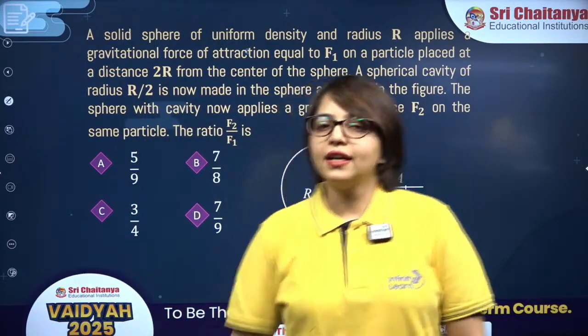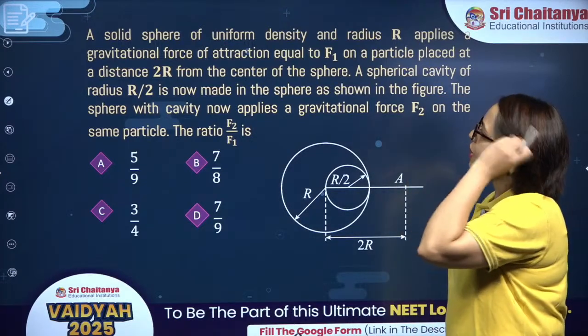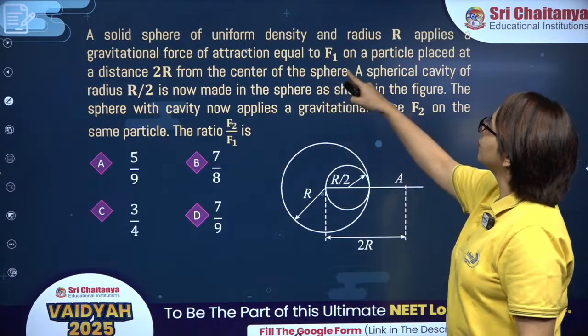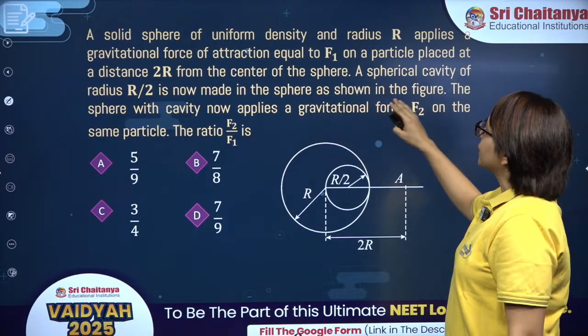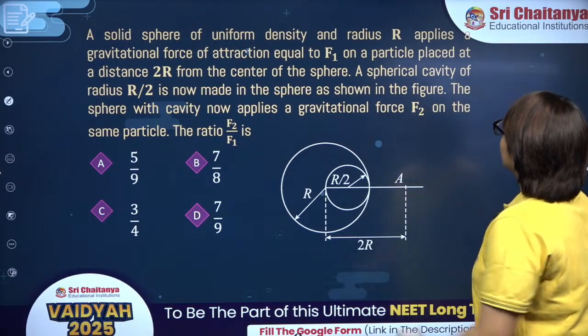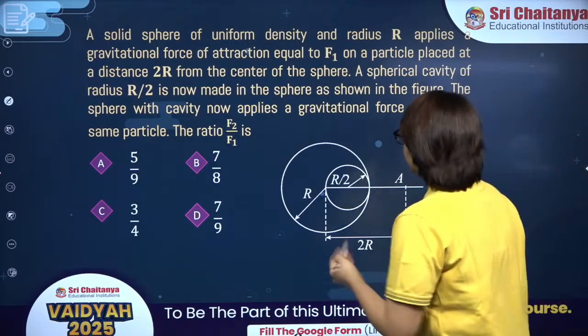Good afternoon, guys. Okay, so let's start with question number 1. Question number 1: a solid sphere of uniform density and radius r applies a gravitational force of attraction equal to F1 on a particle placed at a distance 2r from the center of the sphere.